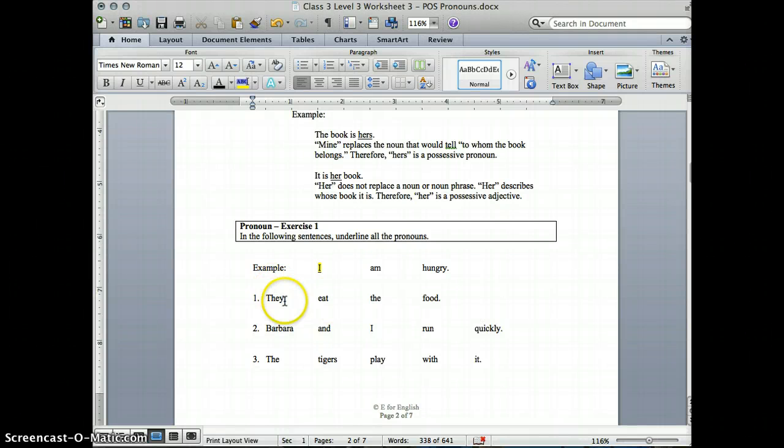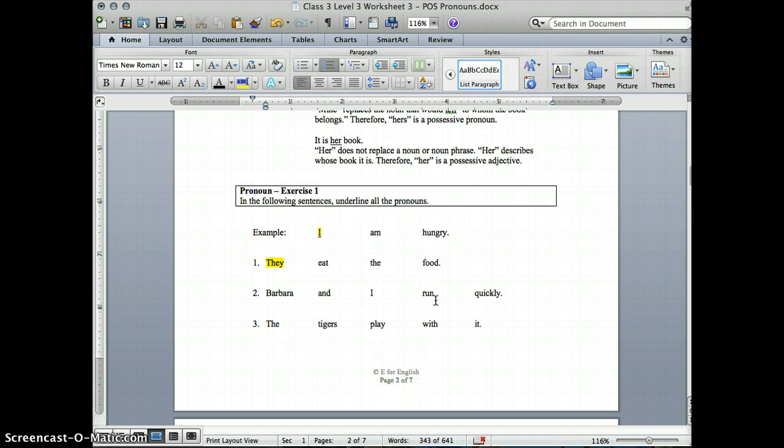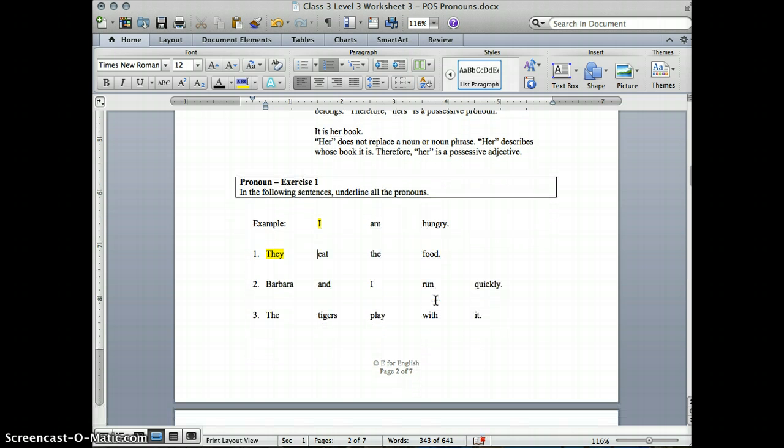They, exactly. And the reason that they is a pronoun is again because eat is a verb, the is not a noun or a pronoun, and food is a noun, but it's not a pronoun. So that's why they is the only pronoun in the sentence. Let's try number 2. Barbara and I run quickly.